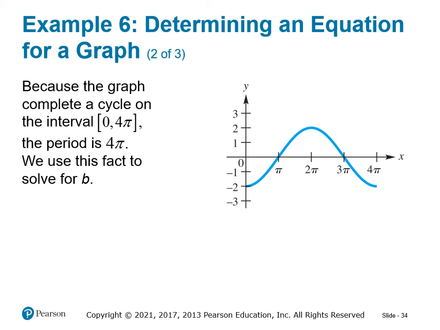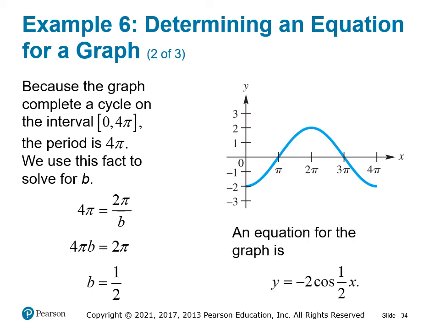The next thing we need to do is figure out the period. Well, we can see here that it repeats. It gets back to this same point of -2 when we hit 4 pi. So the new period is 4 pi. Remember, the new period equals 2 pi over b. So we set up that equation, and then we solve for b. If we multiply both sides by b and then divide both sides by 4 pi, we get that b equals 1/2.